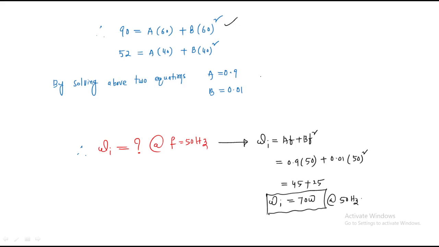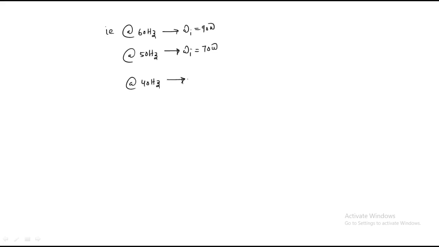With the reduction in frequency, the iron loss component decreases, right? That is, at 60 hertz iron loss should be equal to what? 90 watts. At 50 hertz, what is the value of iron loss, which is obtained as 70, right? Like at 40 hertz, which is obtained as, what is the value? 52 watts. So what is the relation?